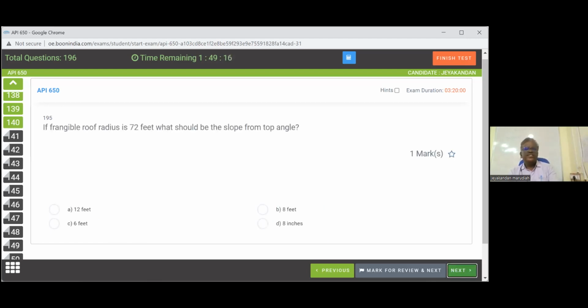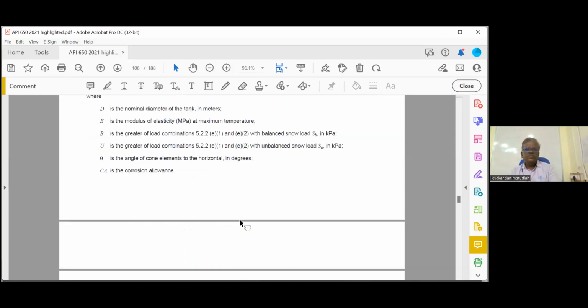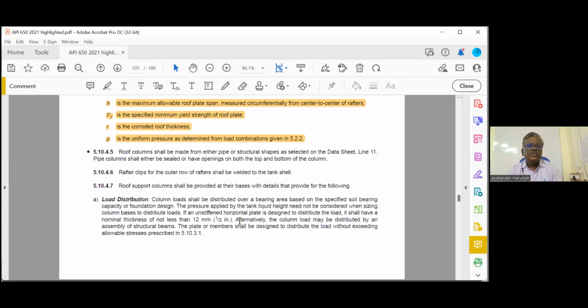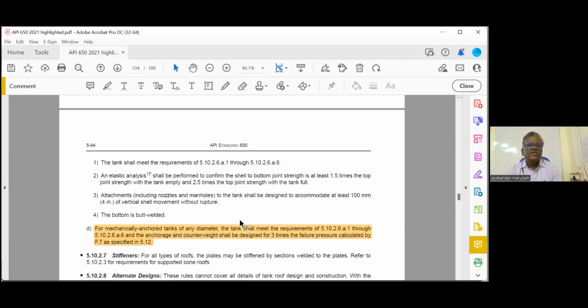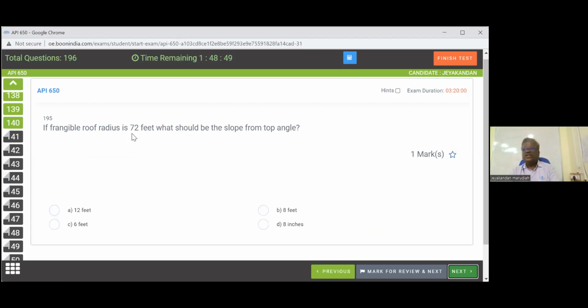If the frangible roof radius is 72 feet, what should be the slope from the top angle? So for a frangible roof, what is the slope here? See, this is the frangible roof. Self-supporting, no. So the frangible roof slope should be 2:12. The radius is given directly. So how to calculate the slope? 2:12 means 72 multiplied by 2 divided by 12. So 12 feet.